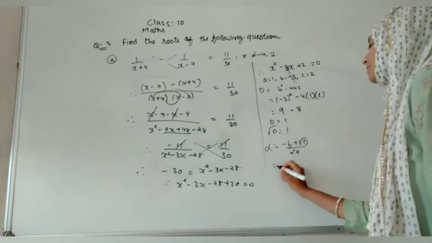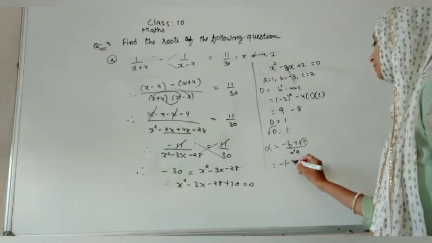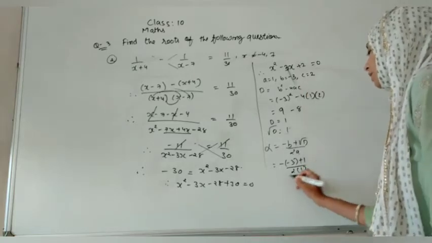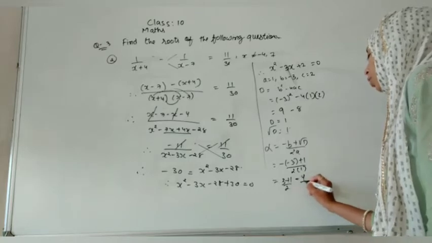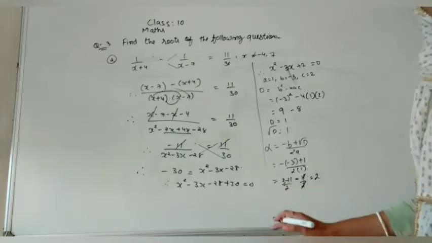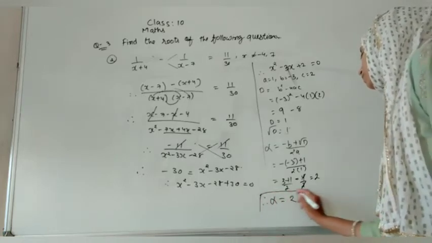So if I am substituting minus, what is the value of b over there? That is minus 3 plus 1 by 2, and the value of a is 1. So here I am getting 3 plus 1 by 2, so I am getting 4 by 2, and if I am reducing I am getting 2. That is, the value of alpha I am getting as 2.